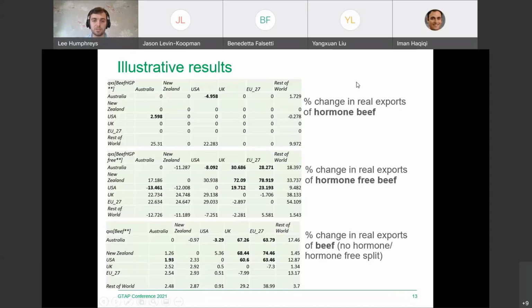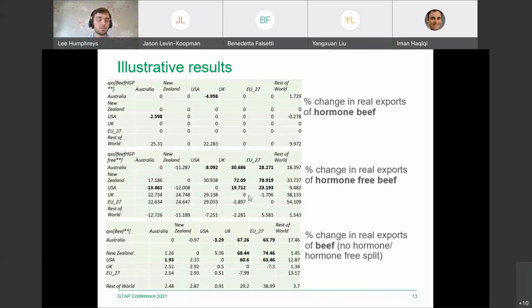But I think what's interesting is the change for the hormone-free beef exports. You can see here that New Zealand is actually the one that does best because it increases its share against the scenario for just beef. Whereas Australia and the US kind of lose out because they can't supply as much hormone-free beef, because they're not as focused on hormone-free beef as New Zealand is. So that's one thing that I thought was quite interesting.